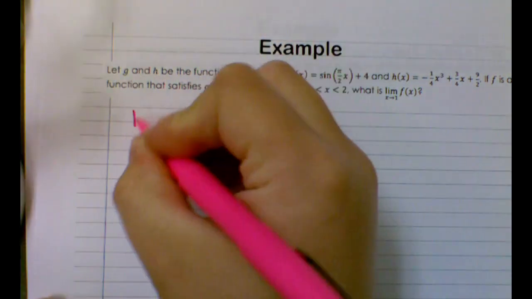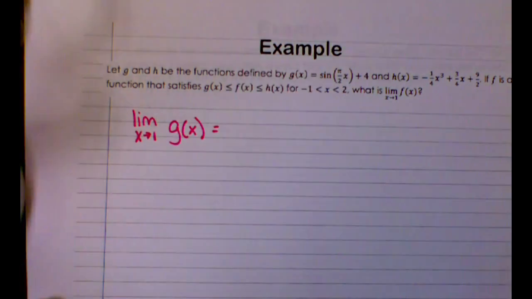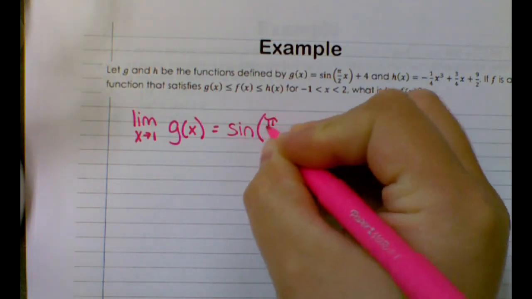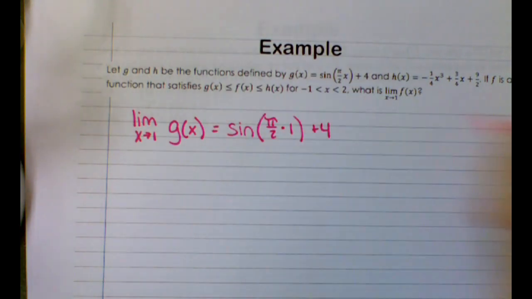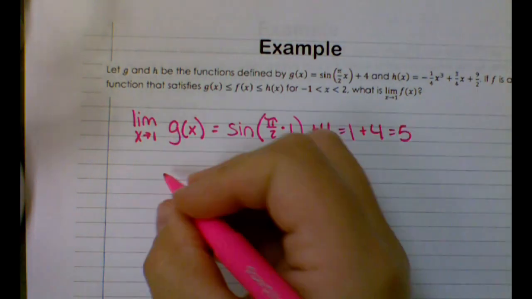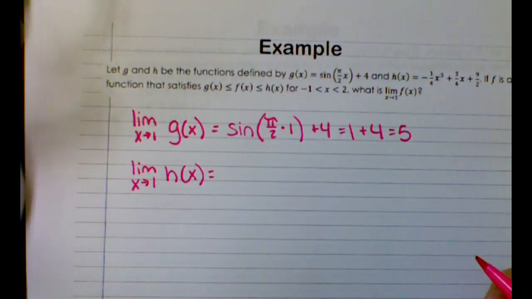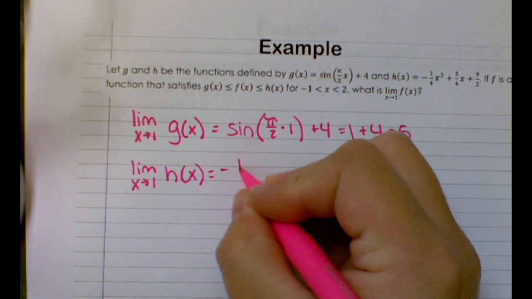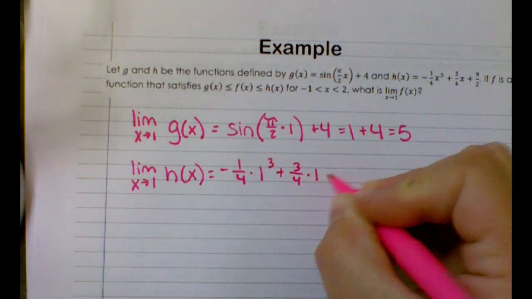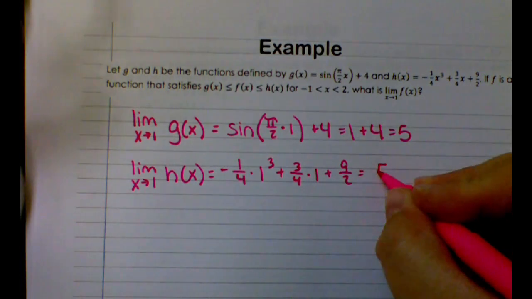Let's find the limit as x approaches 1 of g of x. Well, it's a trig function, so I can use direct substitution. That's the sine of pi over 2 times 1 plus 4. Well, the sine of pi over 2 is 1, and 1 plus 4 is 5. Then I need the limit as x approaches 1 of h of x. It's a polynomial function, so I can just plug in and use direct substitution. Negative 1/4 times 1 cubed plus 3/4 times 1 plus 9/2, which is 1/2 plus 9/2, which is 5.